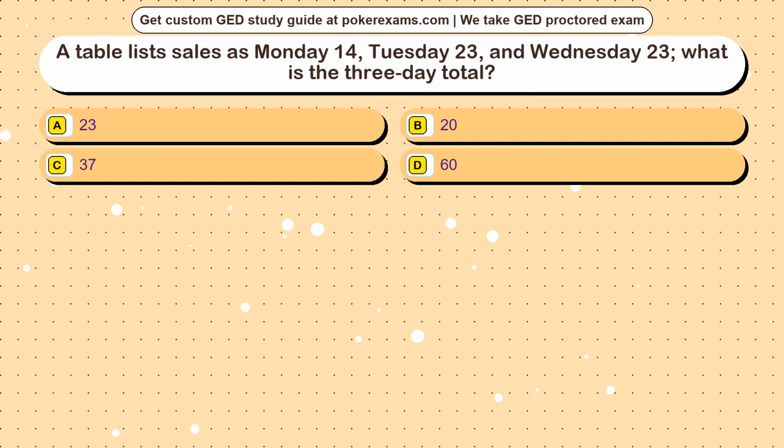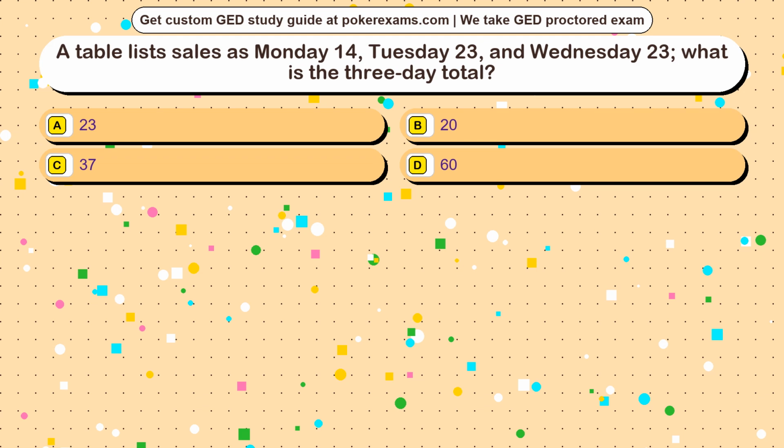Question 20. A table lists sales as Monday 14, Tuesday 23, and Wednesday 23. What is the 3-day total? Option A, 23. Option B, 20. Option C, 37. Option D, 60.